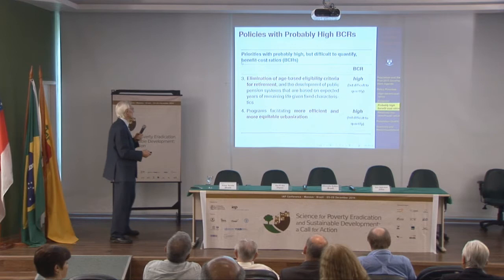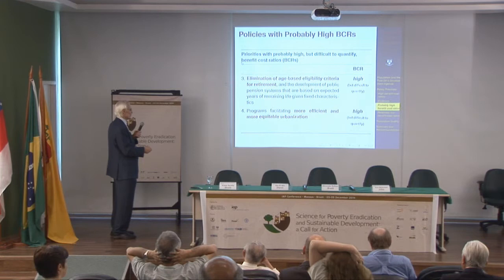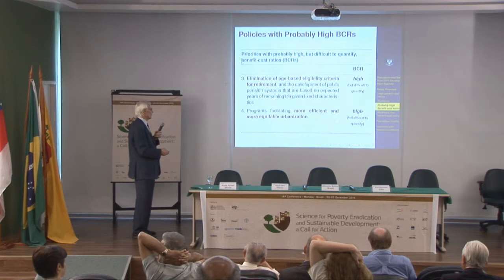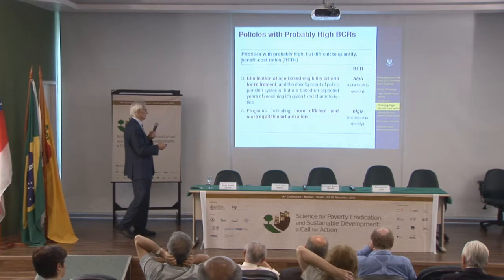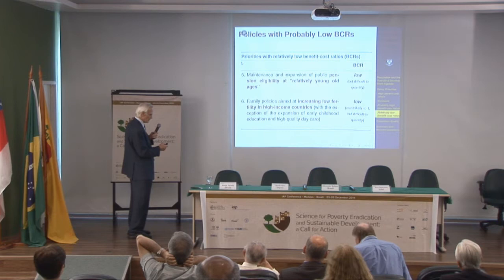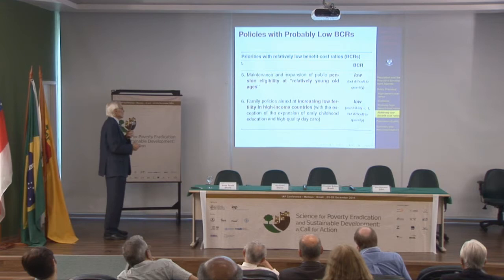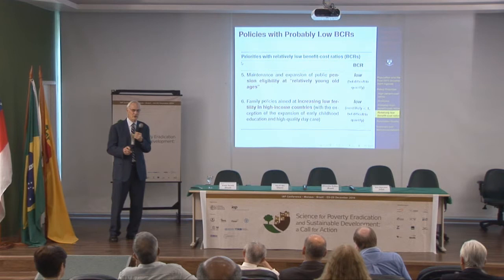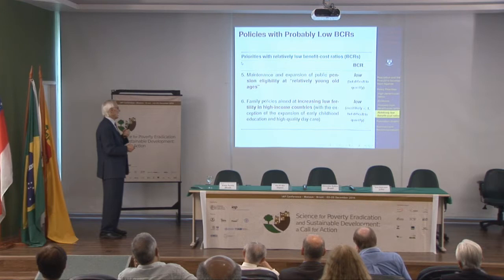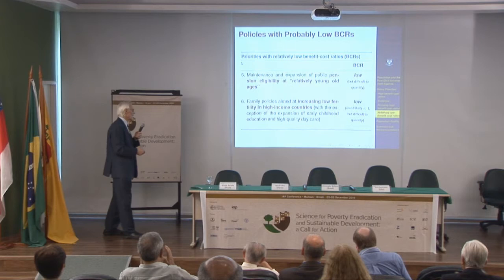There are various programs that might make urbanization more effective, more efficient. We expect these have high benefit cost ratios, but time precludes going into that. A couple of examples where the benefit cost ratios in terms of quantity of population are likely to be low: maintaining the current model of public pension eligibility at relatively young old ages. They didn't used to be so young because life expectancy used to be lower, but they've become young. And family policies aimed at increasing low fertility in high income countries, for the most part, seem to have low benefit cost ratios.